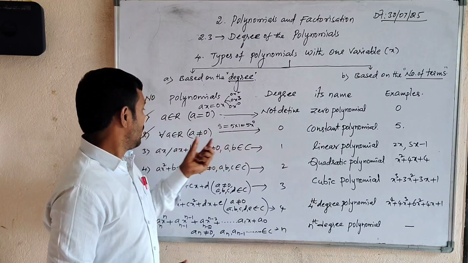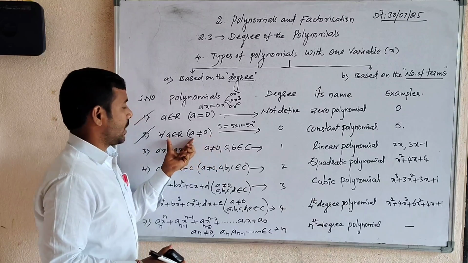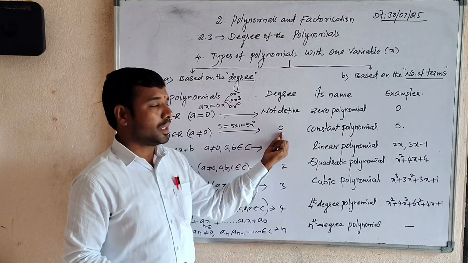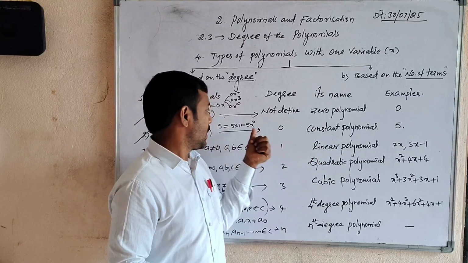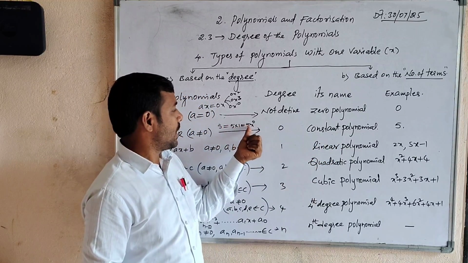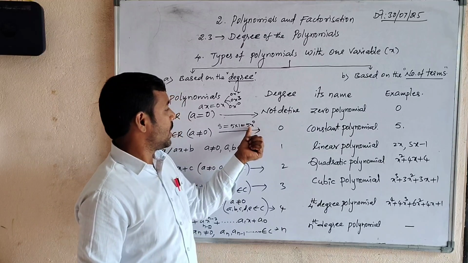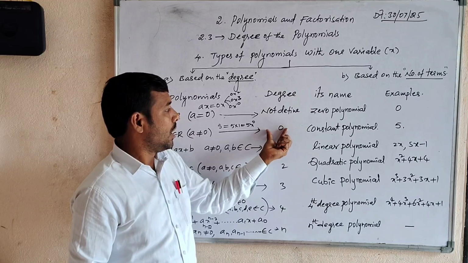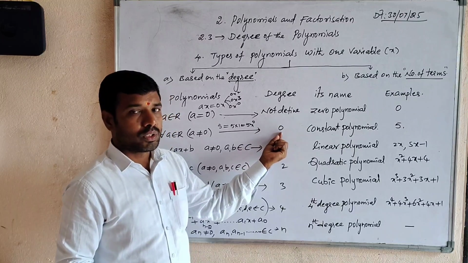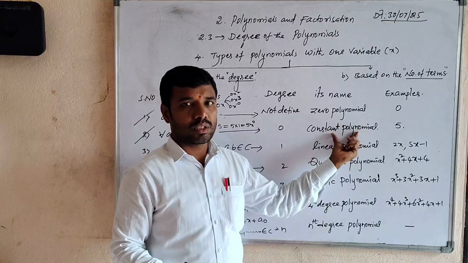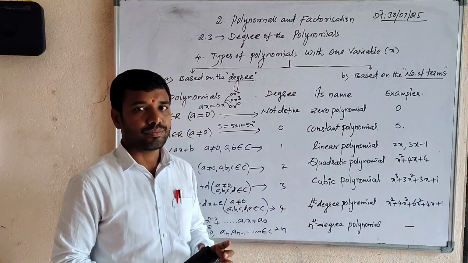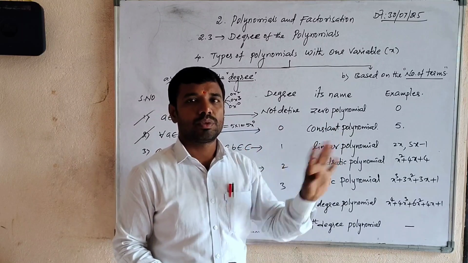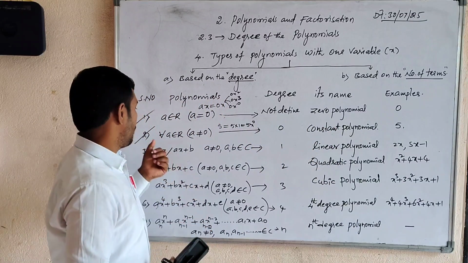Nothing but, in the second case, we are taking real numbers except 0. Their degrees are always 0 only. 5 can be written as 5x to the power of 0. So that is the reason it is one of the polynomials. Such polynomials have degree always 0. Such types of polynomials are called constant polynomials. Just an example, 5, not only 5, you take any real number except 0. This is about the second point.